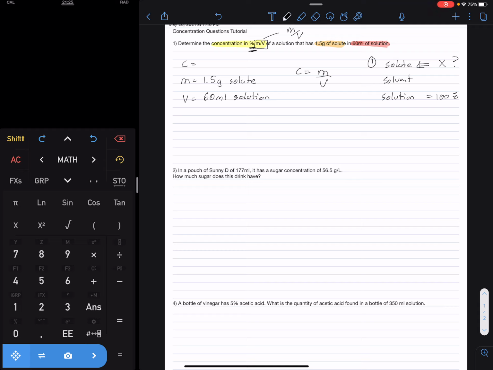Second, when there's a question involving percentage, percentage questions always equal cross multiplication. So, in order to solve this question, set up your cross multiplication. You know that your solution is equal to 100%.